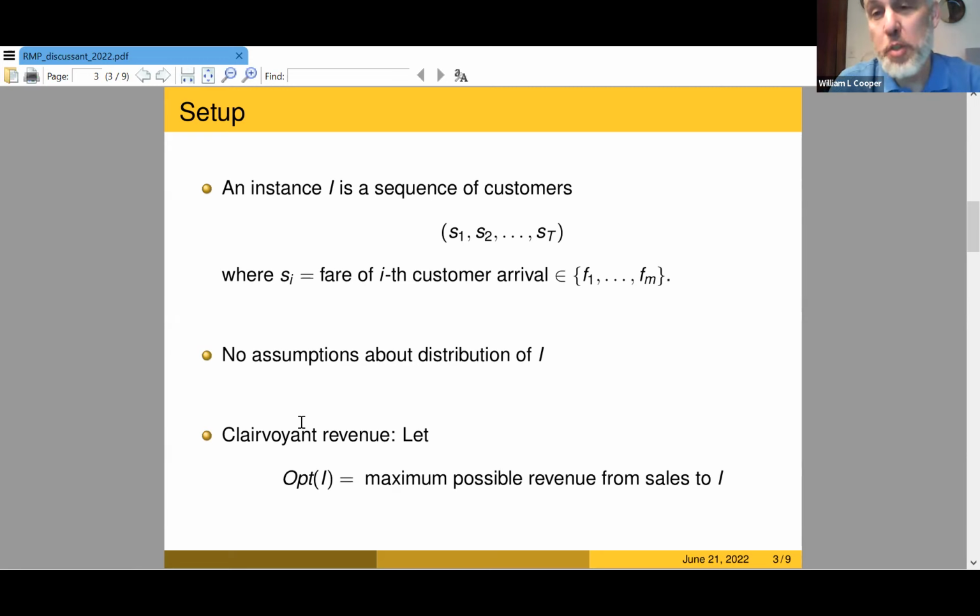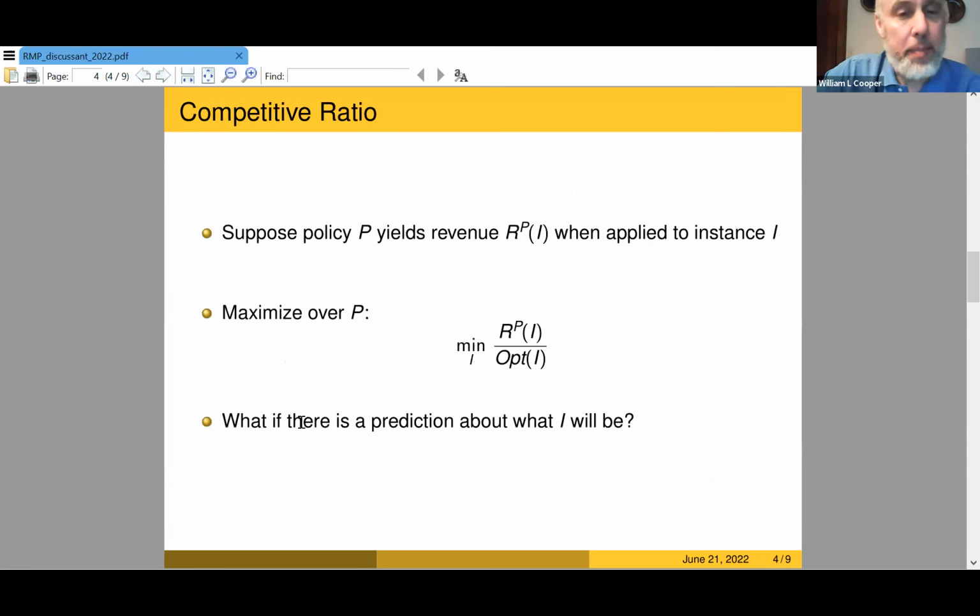Again, this presumes that I, as the airline, know what the instance is. As a practical matter, we would not know what it is. We would start to learn about it as we see the sequence of customers arriving. But we wouldn't know the full instance until after the problem was over. So that's the basic setup.